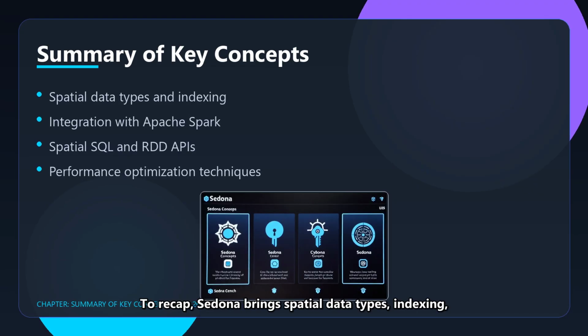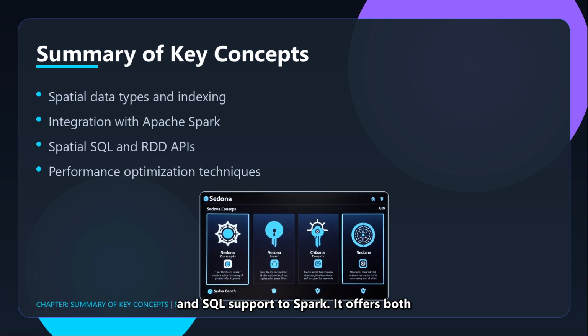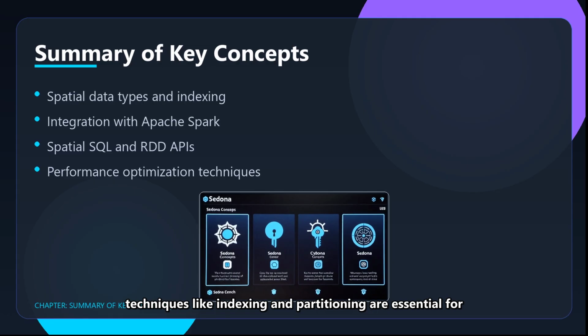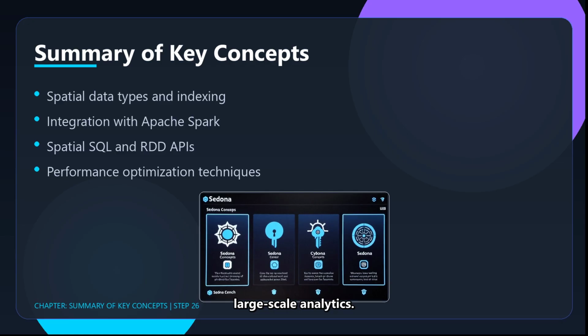To recap, Sedona brings spatial data types, indexing, and SQL support to Spark. It offers both SQL and RDD APIs for flexibility. Performance optimization techniques like indexing and partitioning are essential for large-scale analytics.